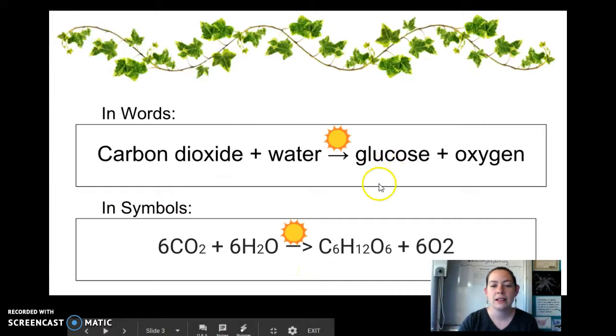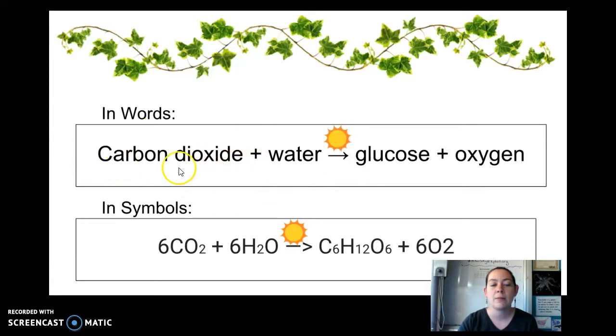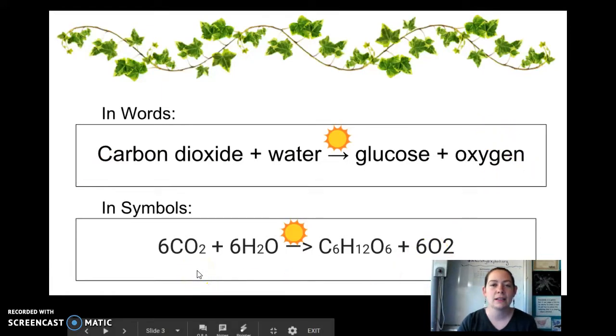So the process of photosynthesis takes these reactants, carbon dioxide, remember, and water. And then using the sun's energy, they make glucose or sugar and oxygen gas that we breathe. So this is the chemical equation for photosynthesis in words. But let's put it in chemical symbols so we can be cool like scientists.